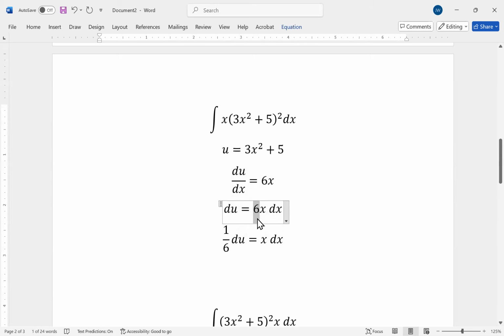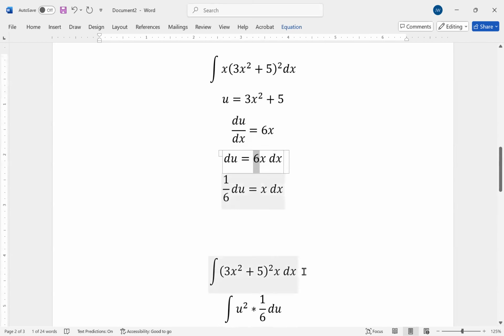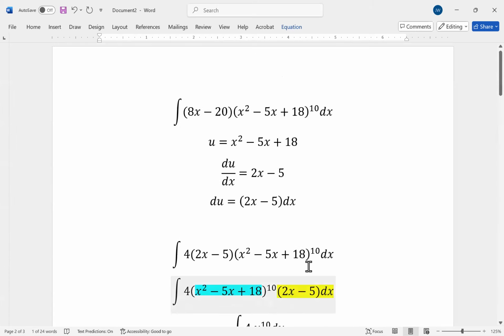a different approach. Here we had a 6 on the right-hand side. We moved it. We divided both sides by 6 to get rid of it. And that may have been an easier substitution to do. In my original problems, I could have done that as well. For instance, up here, I could have divided by 2x minus 5 and then replaced the dx with 1 over 2x minus 5 du. That's a little bit more cumbersome in this one.